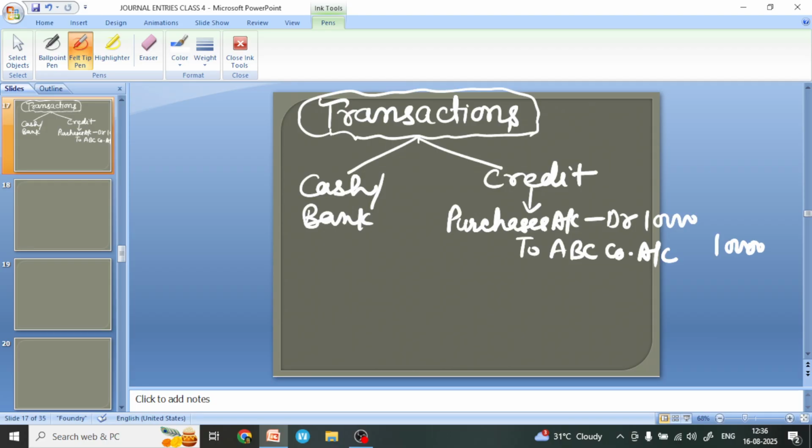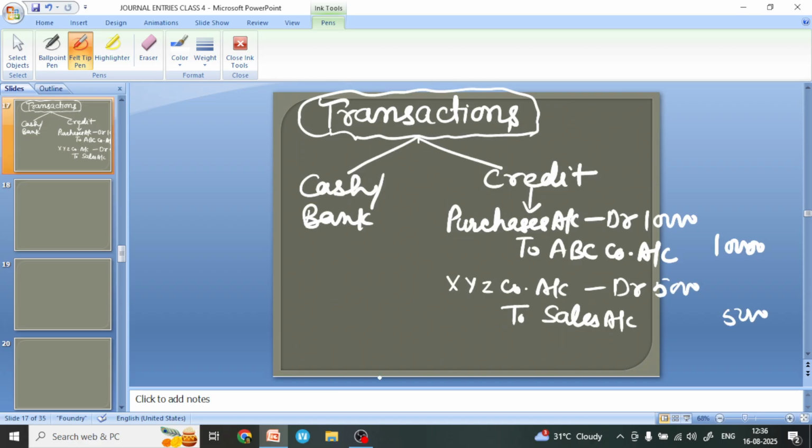When you sold goods rupees 5,000 to XYZ company on credit, then the entry will be XYZ company account debit to sales account 5,000. Okay, these are the credit transactions.